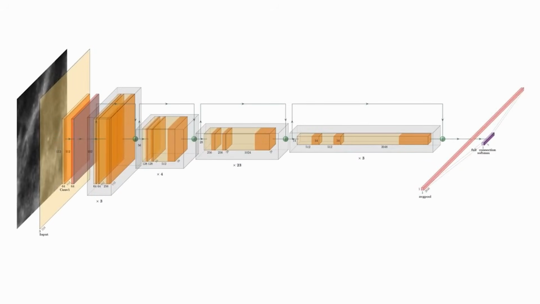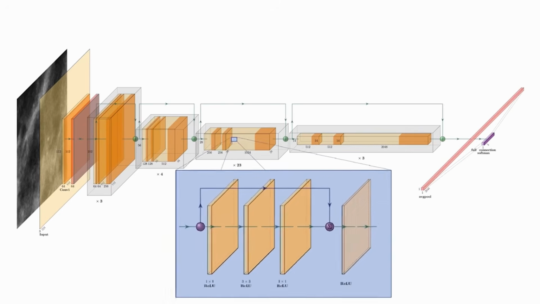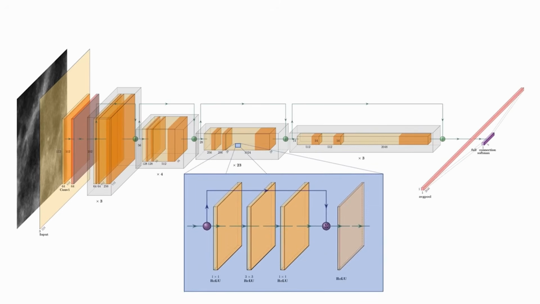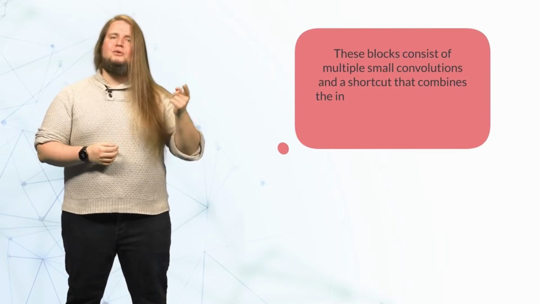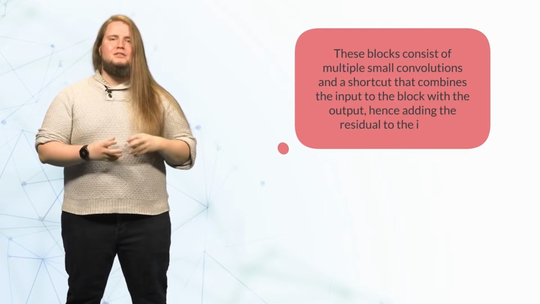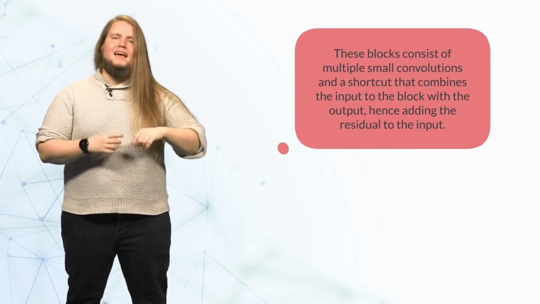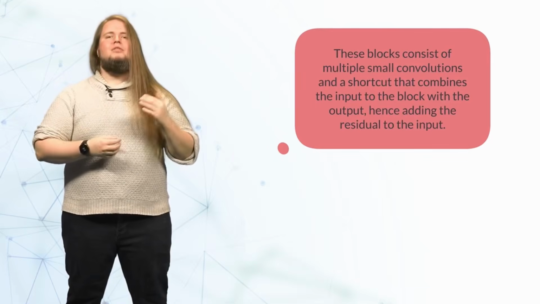When you look at ResNets, on the surface, they look nothing like UNet. But ResNets also utilize convolutional layers, pooling, and shortcuts. The architecture is simply linear instead of U-shaped. Each layer is a so-called residual block, enabling this ultra-deep architecture. These blocks consist of multiple small convolutions and a shortcut that combines the input to the block with the output, hence adding the residual to the input.